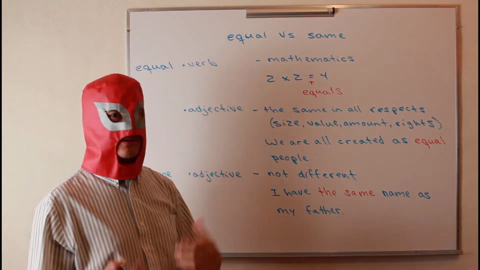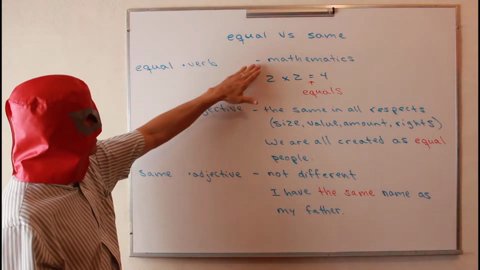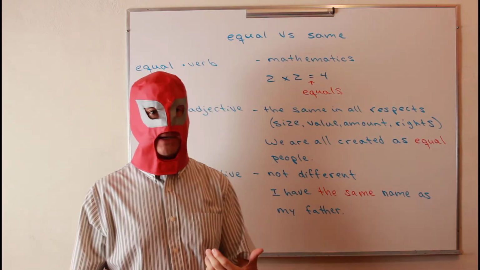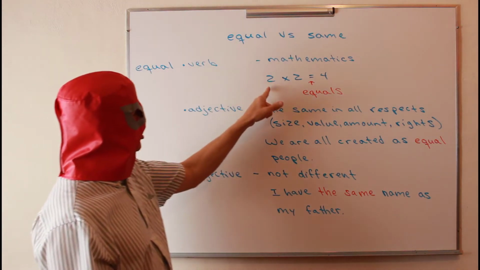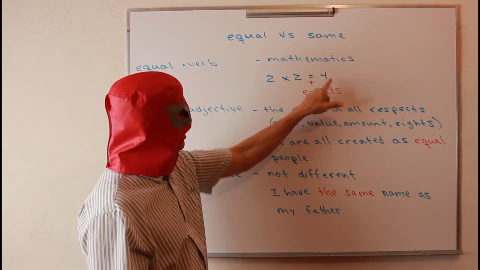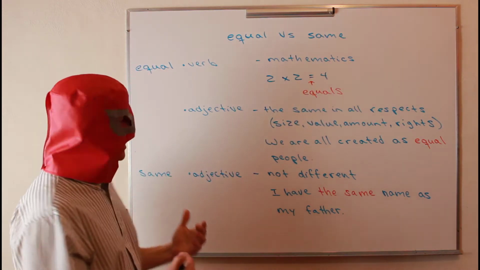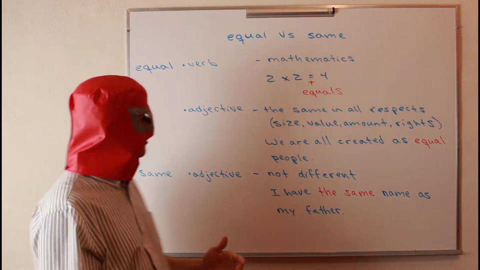Equal used as a verb. We're going to use it basically when we're referring to mathematics, like this example: 2 times 2 equals 4. Okay? Now let's take a look at equal as an adjective.